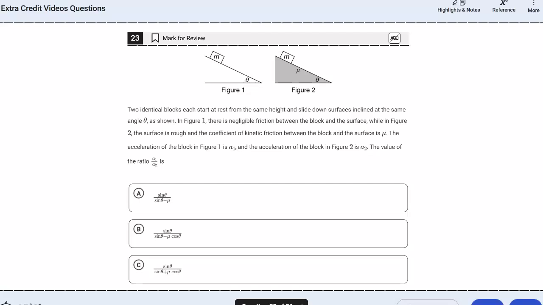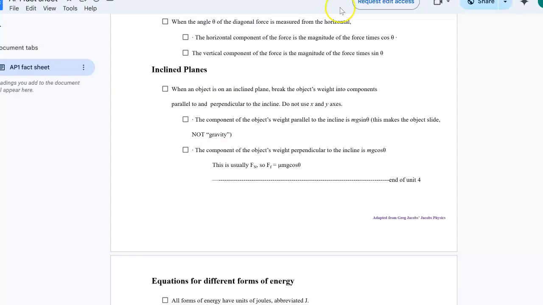Hi, this is multiple choice question number 18 on the AP Physics C extra credit questions. So here we have an inclined plane problem. We're asked to find the acceleration of the blocks on the planes. Okay, so physics facts that handle inclined planes.